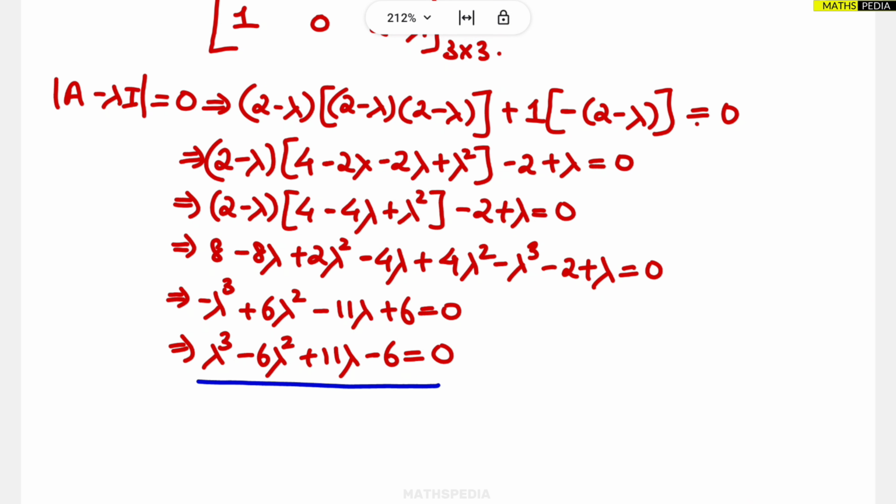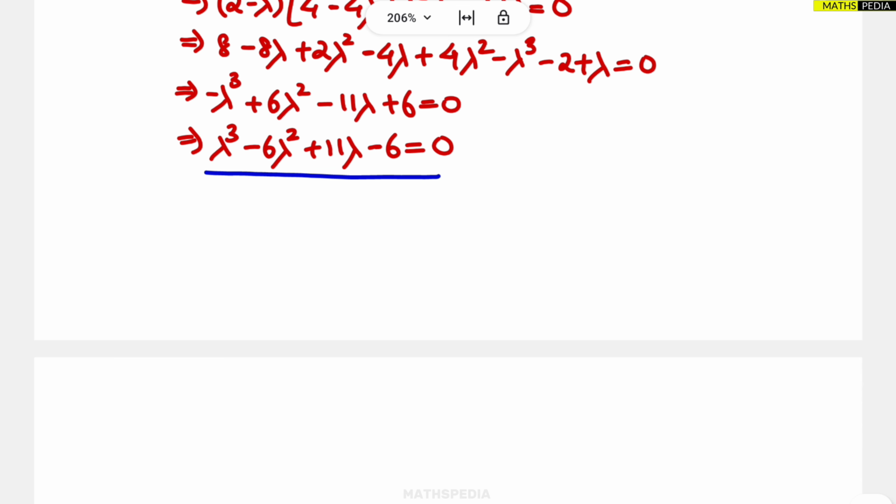So what it says: we have to bring it in this form. So what you have to do? Take whatever is the coefficient of the variables. Here lambda cube is the highest power. So that I'll write over here.